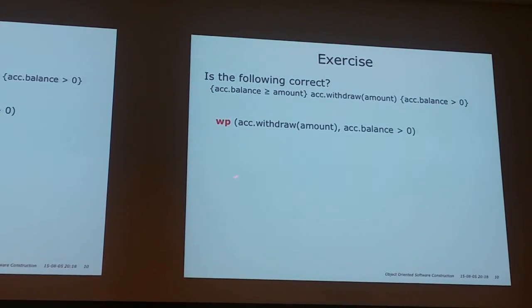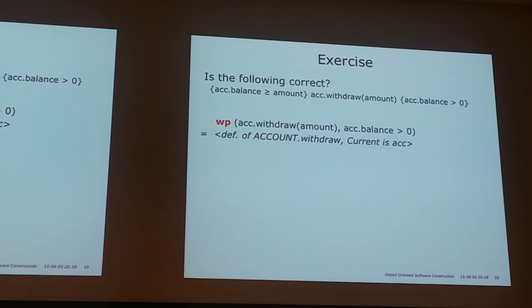First of all, I want to see the implementation here. So that's here, the first argument for WP. That's the post condition we have. And then the second argument for WP. The reason is now we want to unfold the definition for withdraw. And also the current object is acc. That is why we can substitute Current by acc. So we get acc.balance.